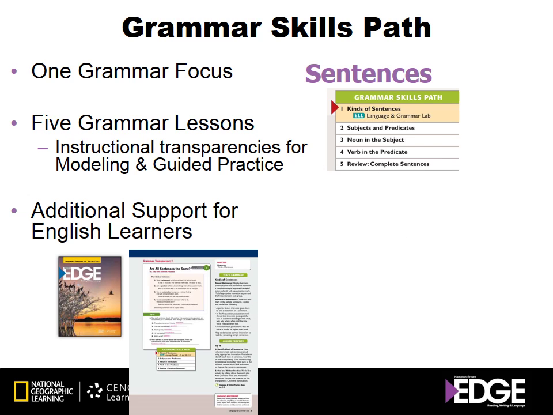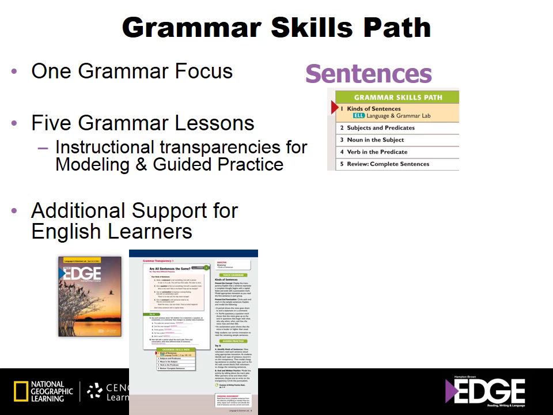Within the grammar skills path, you may have noticed the ELL icons, and that's a reference to the Language and Grammar Lab. If you will be using Language and Grammar Lab, you'll find more detailed step-by-step lesson plans available for each grammar transparency in the Language and Grammar Lab Teachers Edition.